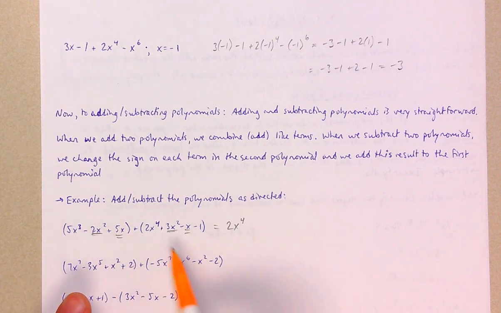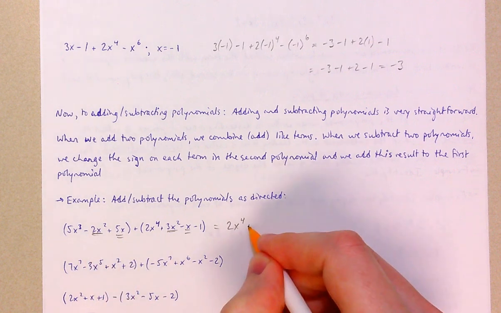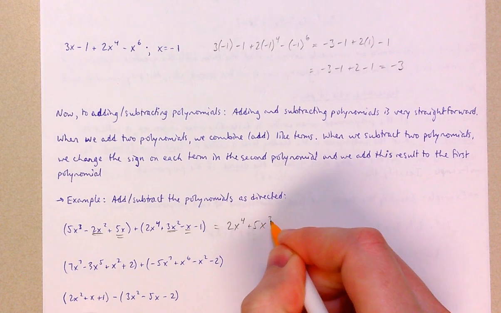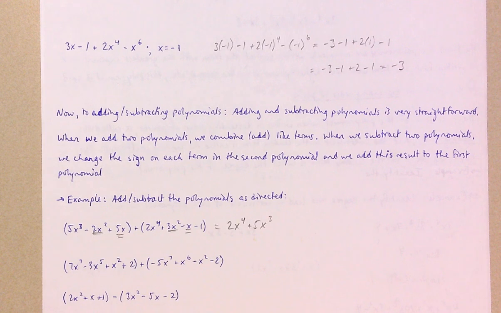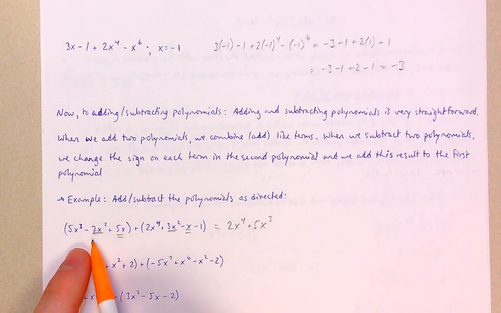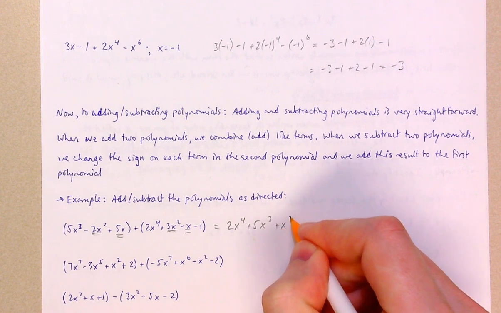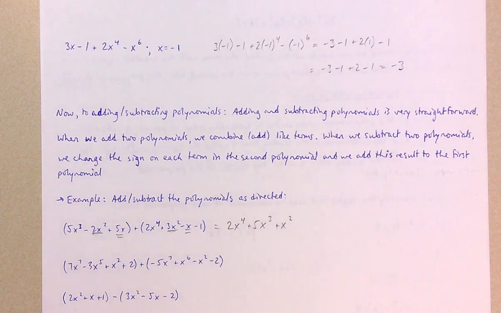Next highest power is, we see here, 3. So it's going to be plus the 5x cubed. I have some things with a power of 2 that I can combine. I have negative 2x squared plus 3x squared. That gives me plus 1x squared, or just plus x squared.